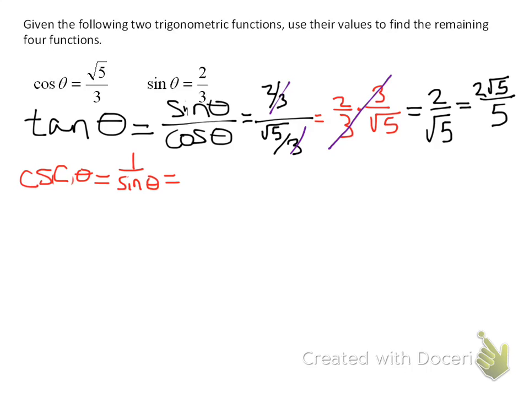All right, so the reciprocal of my sine function is then 3/2. All right, up next we have secant. And secant is the reciprocal of which function? Cosine.